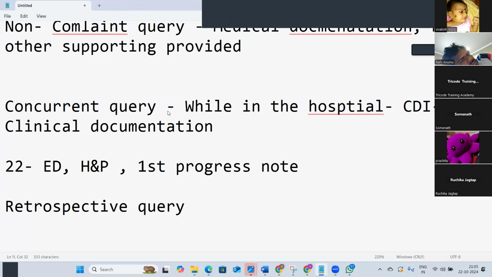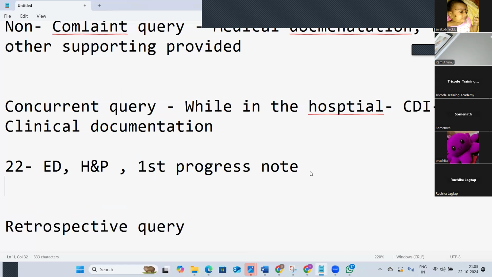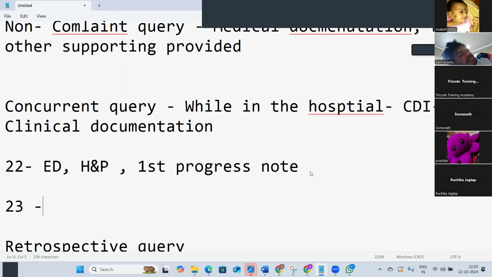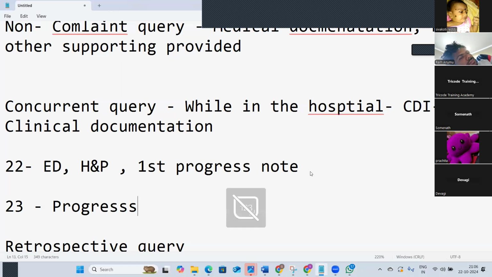What documentation will we see on the first day? The ED note, the H&P, maybe the first day progress note on the 22nd. On the 23rd, what will we see? Maybe one more progress note, the second progress note, and maybe a consultation note will come also. Correct? Consultations.